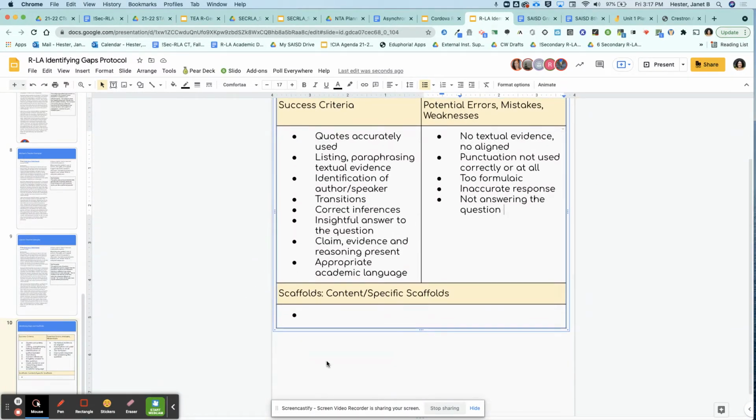Okay. Now I'm really curious about scaffolds. We've identified what we think we're going to have issues with, or the potential errors and mistakes. How would we build that into day one, tier one instruction so that we're not identifying these afterwards? We're trying to identify them before the lesson even happens to make sure those barriers are knocked down for kids to be successful on day one.